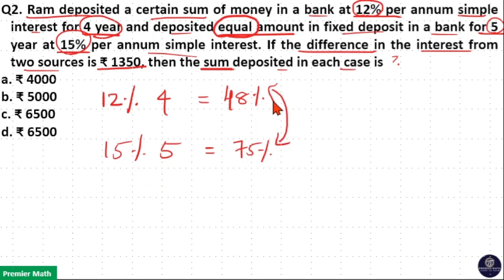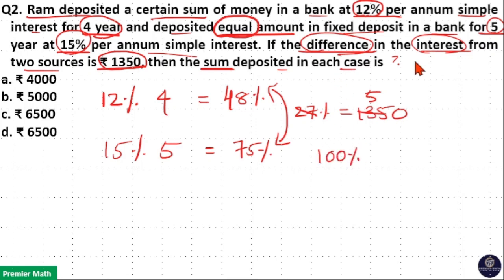Now, the difference in interest from the two sources is 1,350. Here the difference between 75% and 48% is 27%, which is equal to 1,350. Now, 7 into 5, 35. So 27 goes 5 times in 135. That means 1% is 50, then 100%, that is the sum, is 100%. Sum is equal to 50 into 100, 5,000 rupees. So option B is your answer.